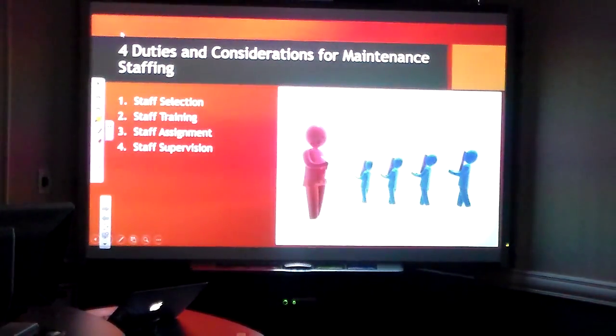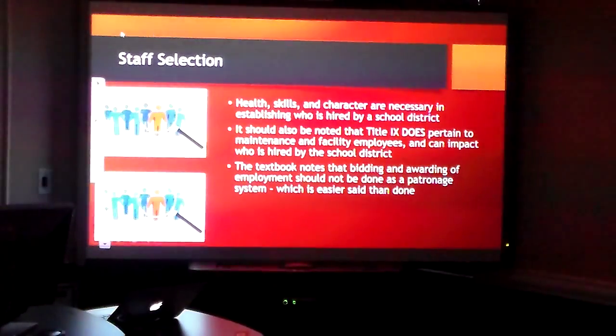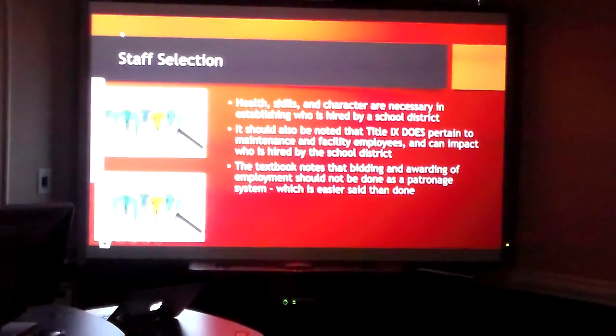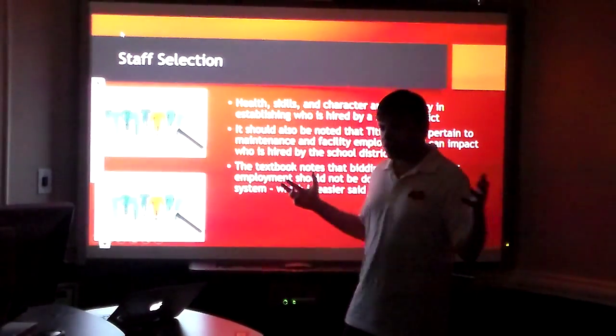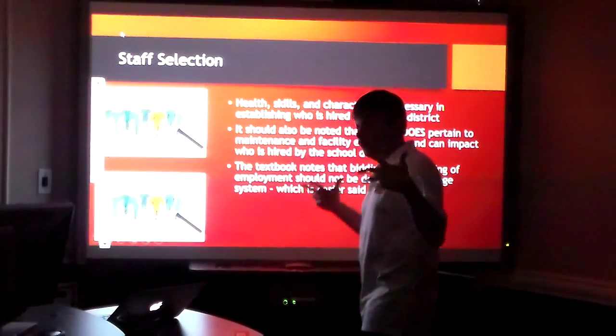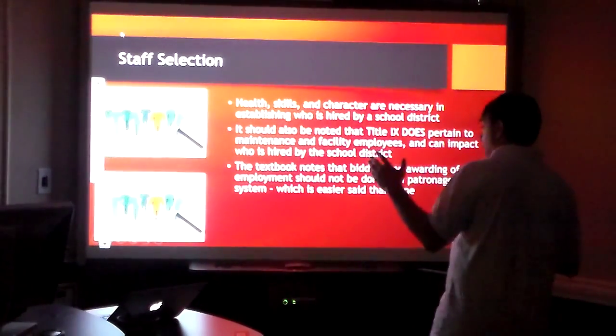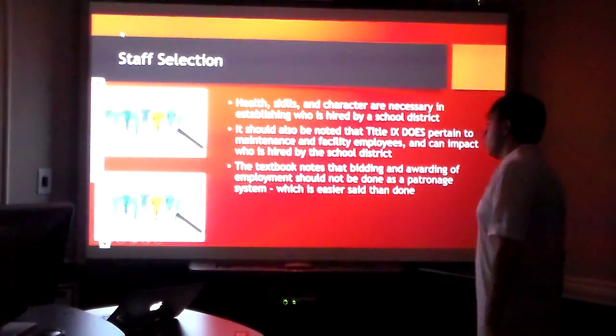We have to think about 4 duties and considerations when we're staffing maintenance workers: selection, training, assignment, and supervision. So when we talk briefly about selection, health, skills, and character are necessary in establishing who is hired by a school district. Maintenance workers have to have clearances. They have to be able to pass a child abuse check. They have to be able to pass a federal background check. Not the case if you're working in businesses or companies, so they have to have character.